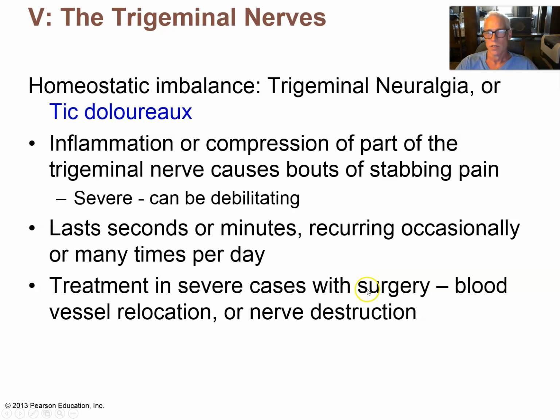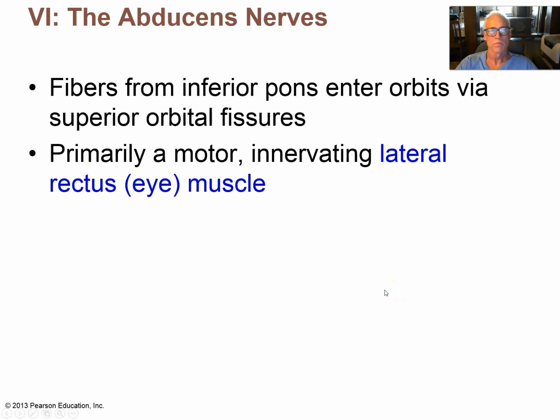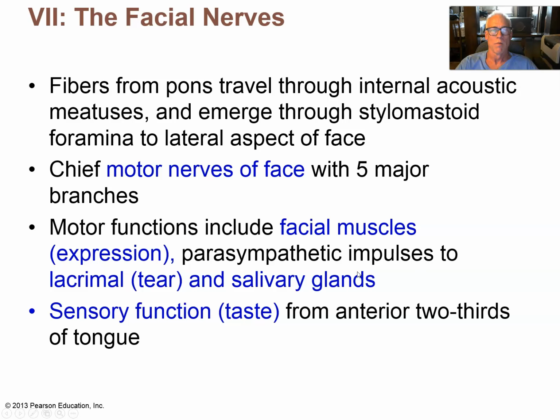In some cases, the condition persists in such a way that the branch of the trigeminal nerve where the origin is of the pain signals must be surgically destroyed or ablated. Abducens, another nerve that controls eye movement. The facial nerves control muscles of facial expression, as well as salivary glands and lacrimal glands and so forth, and taste sensation.